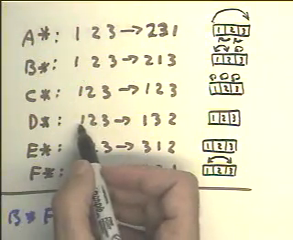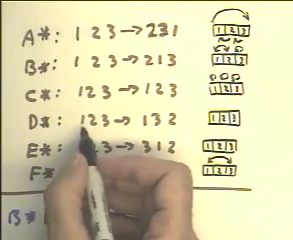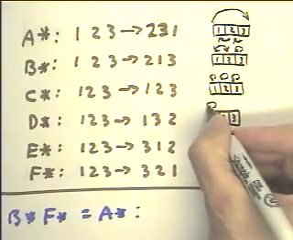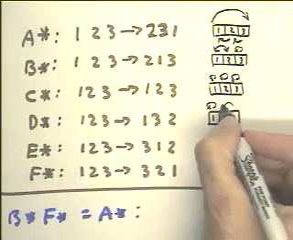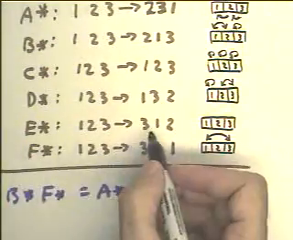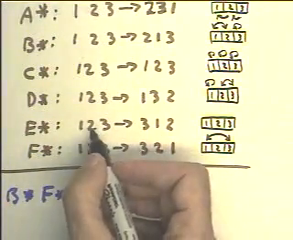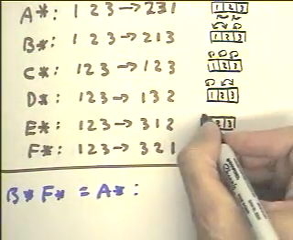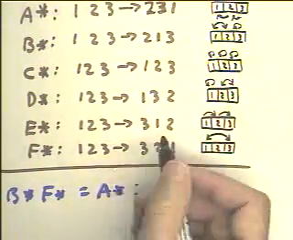Okay, now in this transformation, 1, 2, 3 goes to 1, 3, 2. How would we draw that? First object goes to the first position, so it just stays where it is. The second and third objects switch positions. So we have this. And for this transformation, the first object goes to the second position. The second object goes to the third position.